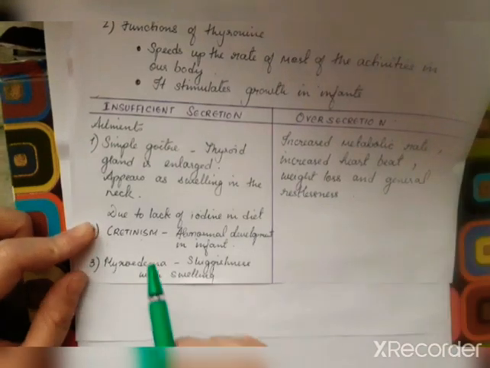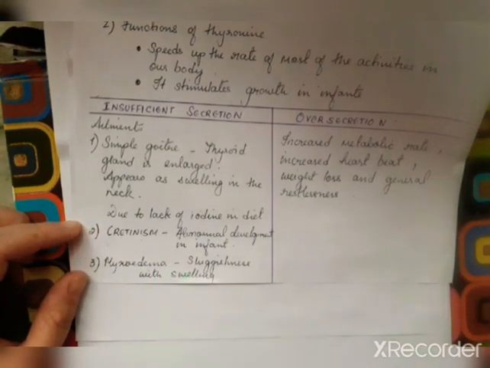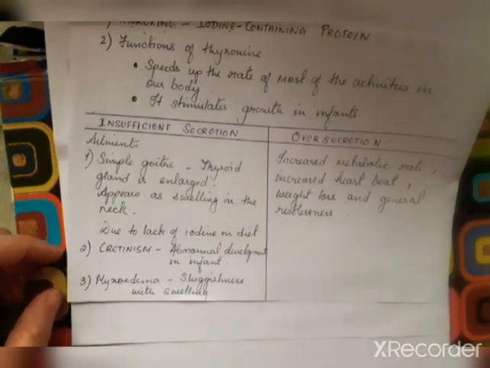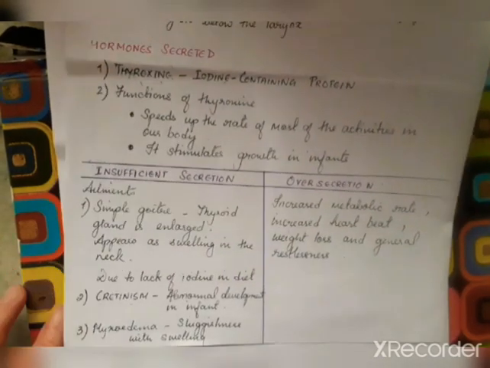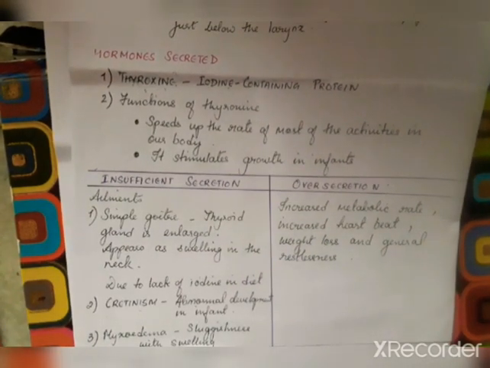Another thing you have is myxedema. This is another ailment. In this condition, it usually affects the adult, and the thyroid does not function properly. In this condition the person becomes sluggish with swelling of the face and hands. So the hands and the face swelling will take place, and then the person becomes very sluggish.